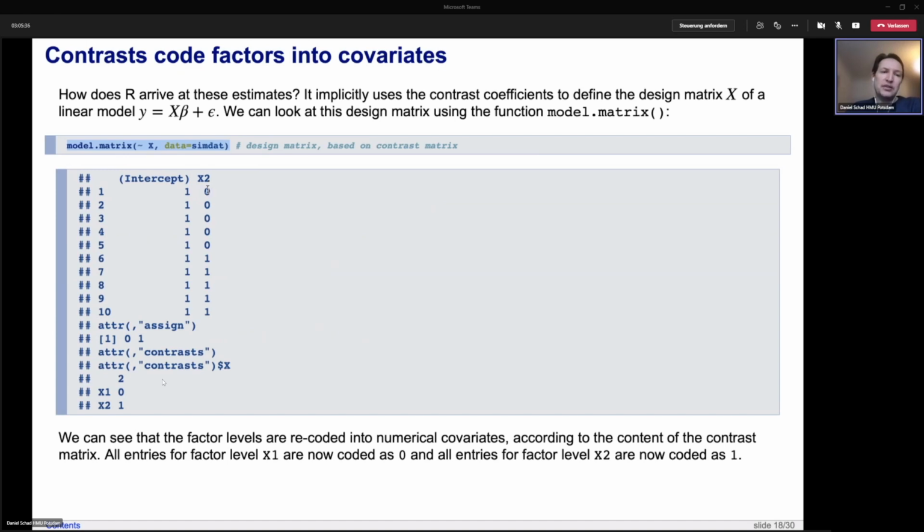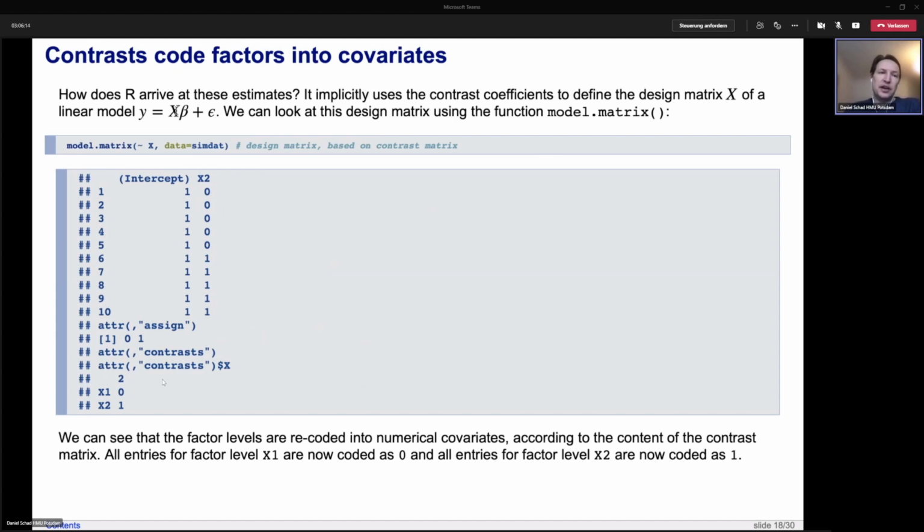And then we have the second column, and that's our factor x2. Now we can see in this factor x2, R doesn't write x1 and x2 anymore. Instead, it writes the contrast coefficients for each level. So x1 was coded as 0, we learned. So the first 5 values are coded as 0, and the second 5 values are x2. x2 was coded as 1, so we see the 1s here. So we can see that the factor levels are recoded into numerical covariates. And this is done according to the contrast matrix that is specified for that factor.